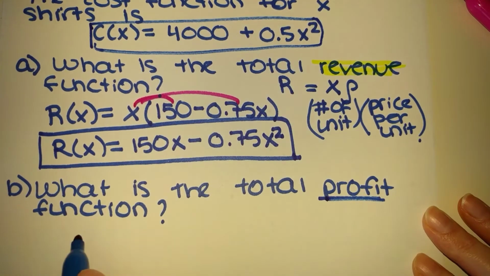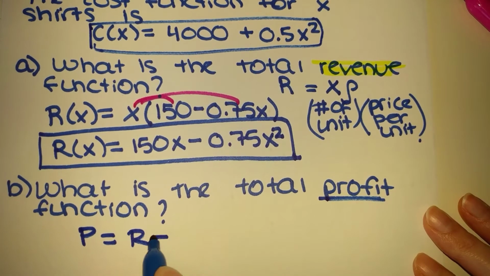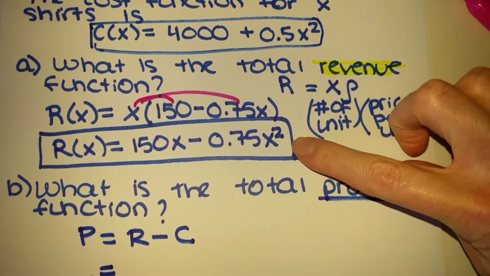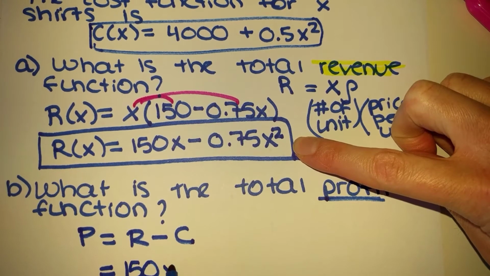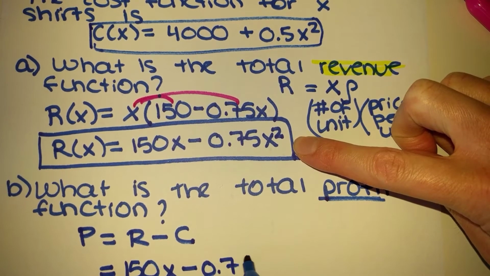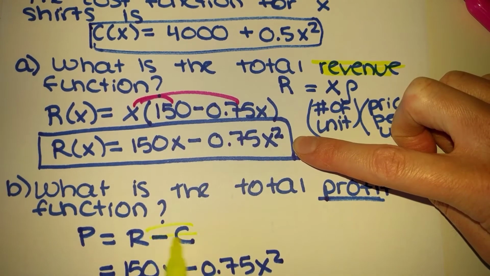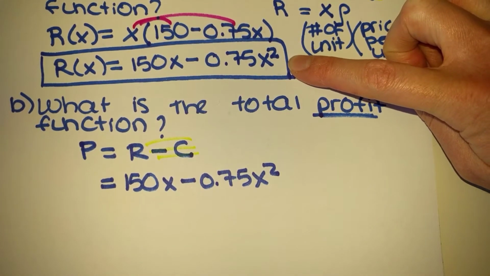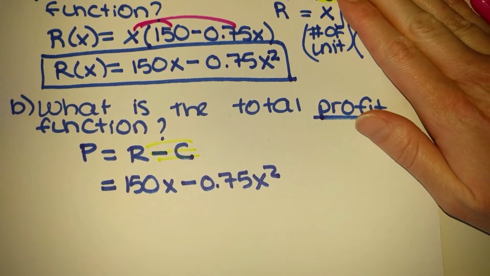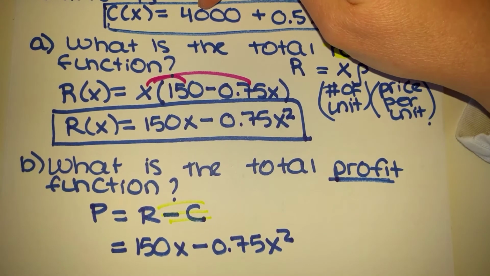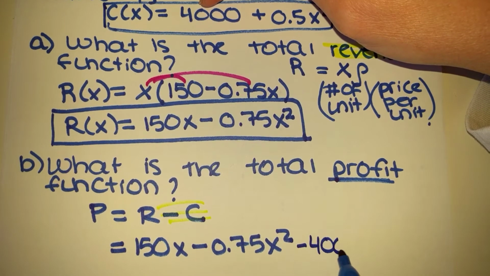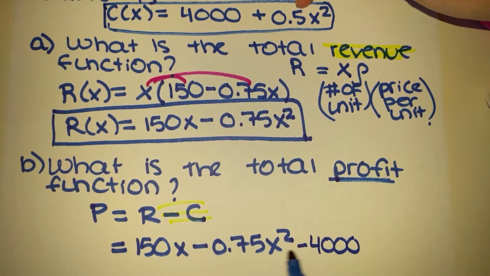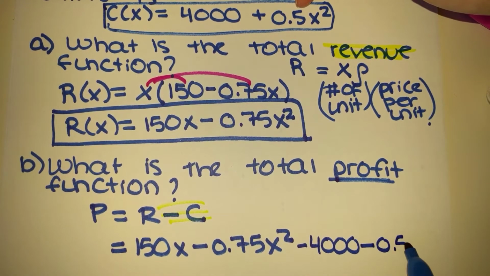So our profit function, again, is the revenue minus the cost. So we'll take our revenue, which is 150x minus 0.75x squared. And then remember, anytime we have minus c, we have to subtract off the entire cost function, so everything is going to get a change in signs. We started with positive 4,000, so we'll have a minus 4,000. We started with positive 0.5x squared, so we'll have a minus 0.5x squared.